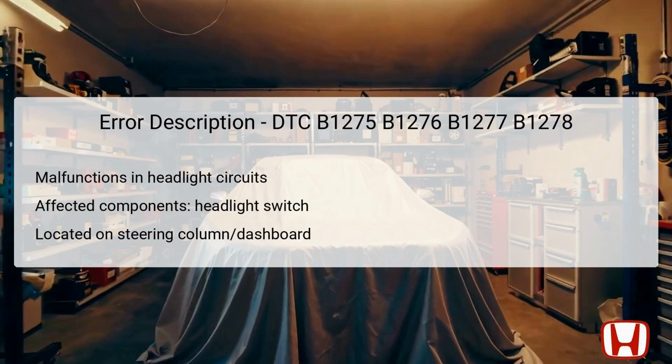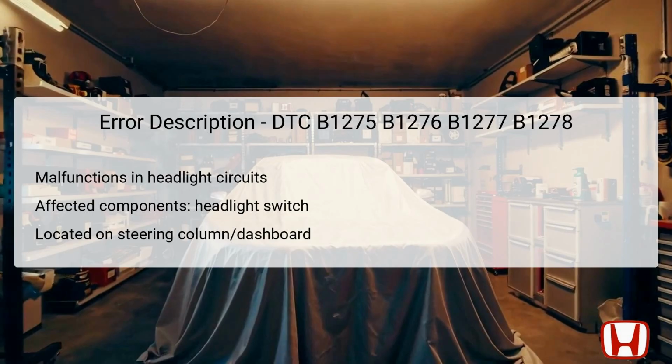The error description for DTC's B1275 through B1278 indicates malfunctions in the headlight circuits, specifically surrounding the headlight switch. The headlight switch is responsible for controlling various positions of the headlights, including off, parking, auto, and on. Located on the steering column or dashboard, this switch is typically designed for ease of access during driving. When the circuits connected to each position fail, it can prevent the headlights from functioning as intended.